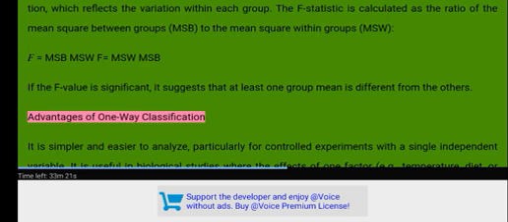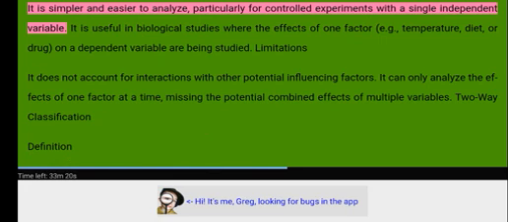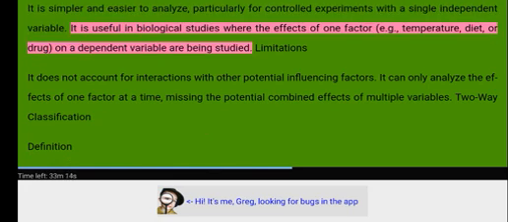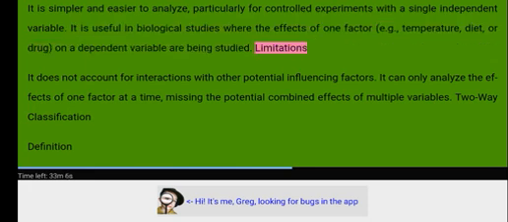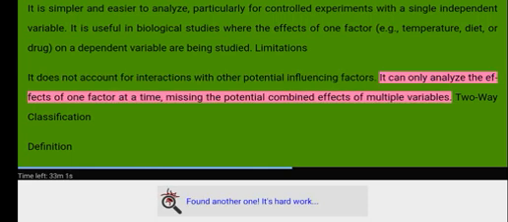Advantages of one-way classification. It is simpler and easier to analyze, particularly for controlled experiments with a single independent variable. It is useful in biological studies where the effects of one factor, e.g., temperature, diet, or drug, on a dependent variable are being studied. Limitations. It does not account for interactions with other potential influencing factors. It can only analyze the effects of one factor at a time, missing the potential combined effects of multiple variables.